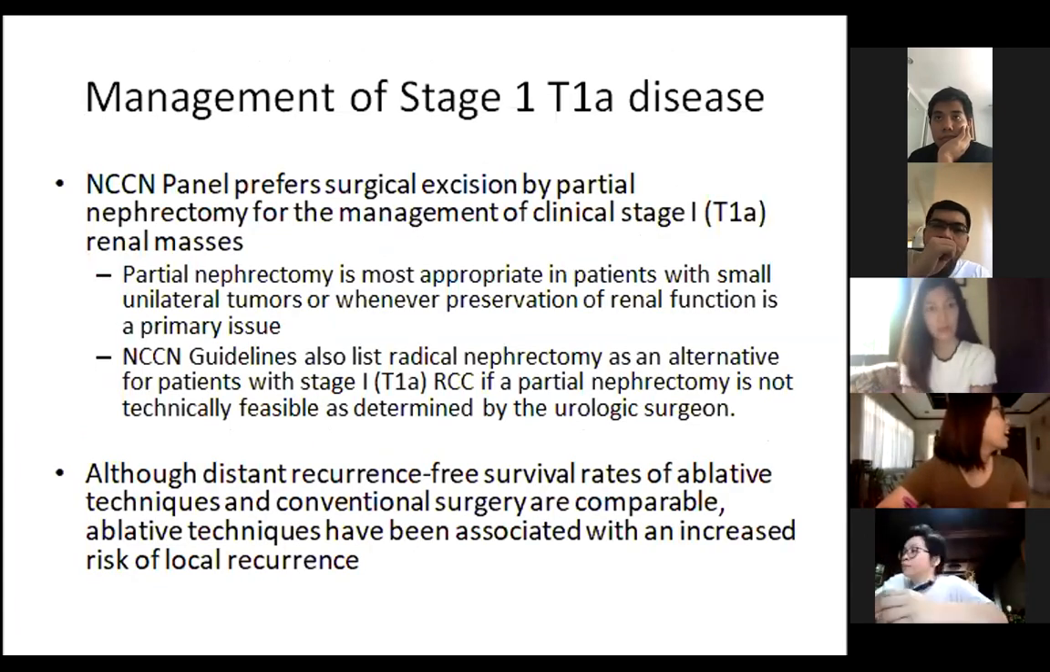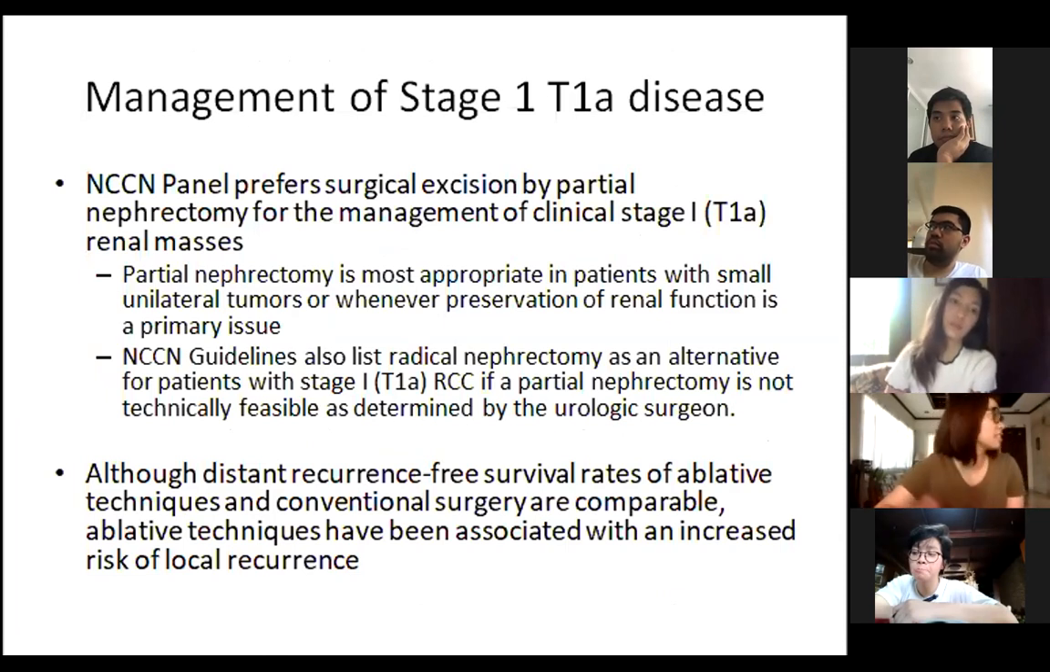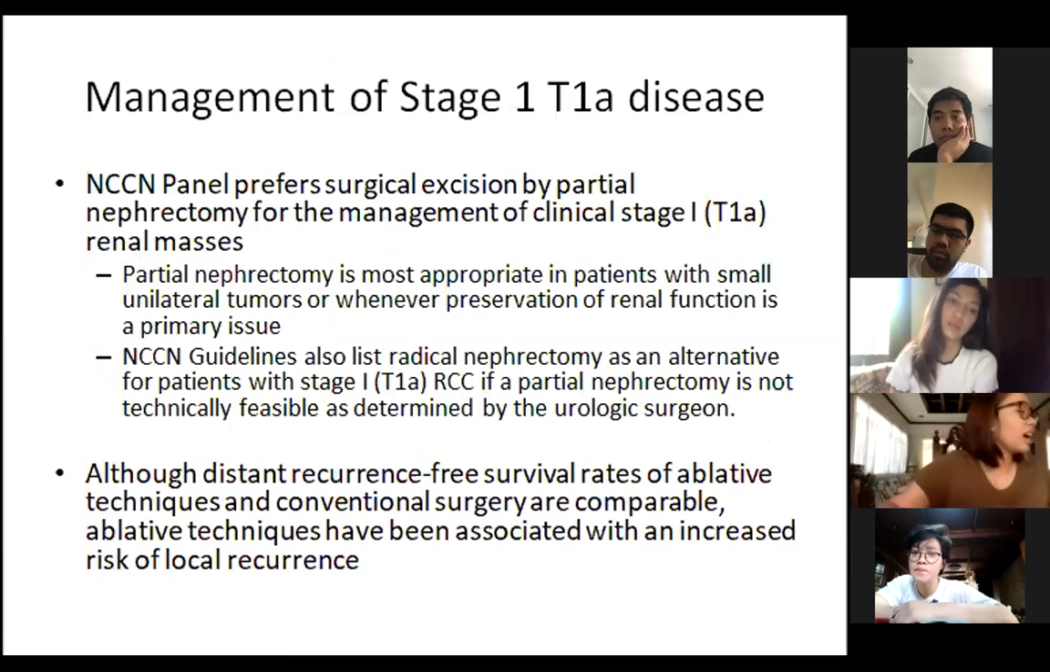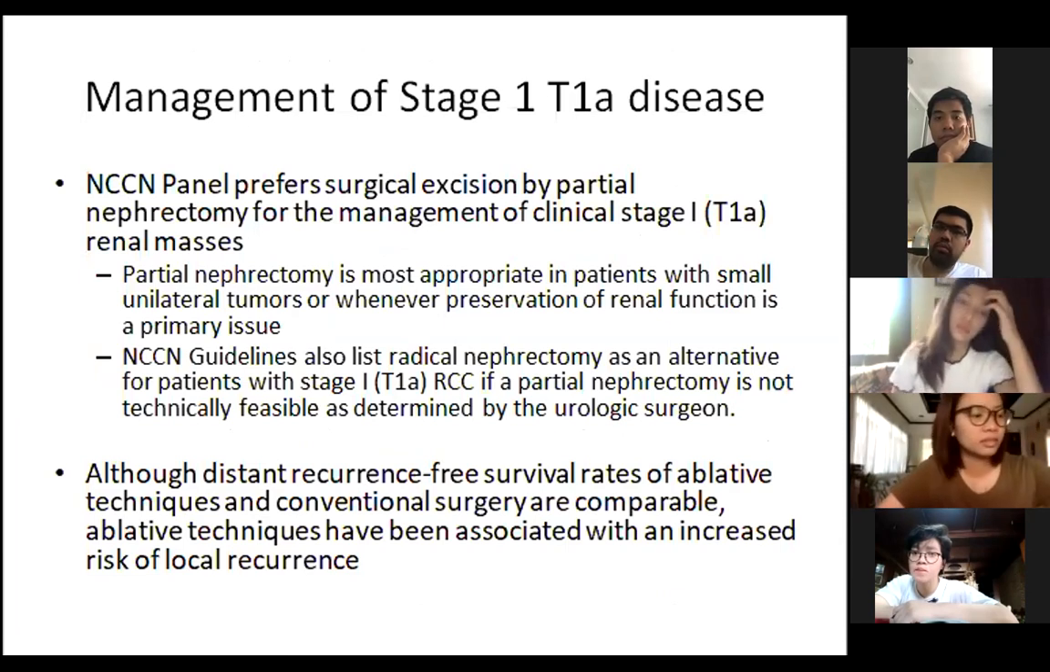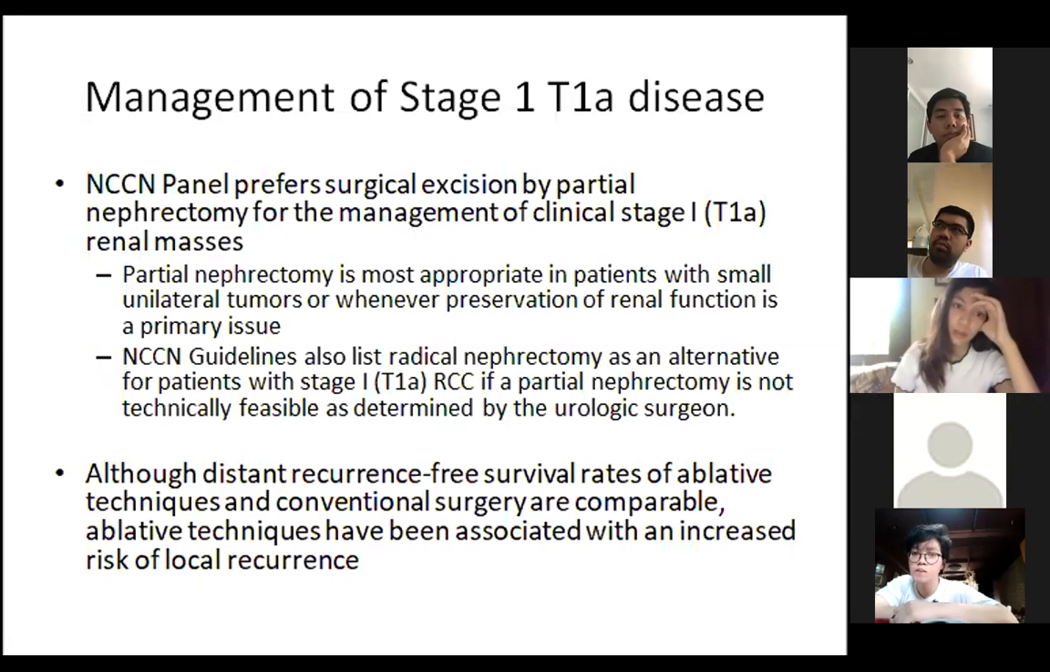They recommend surgical excision by partial nephrectomy for management of clinical stage 1 T1A renal masses. Partial nephrectomy has been deemed the most appropriate in patients with small unilateral tumors or whenever preservation of renal function is a primary issue. But they also list radical nephrectomy as an alternative if not technically feasible.